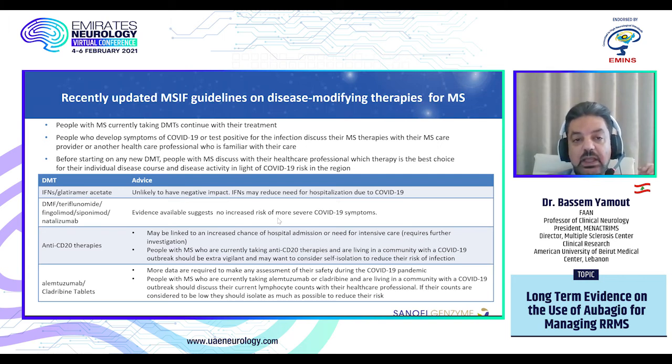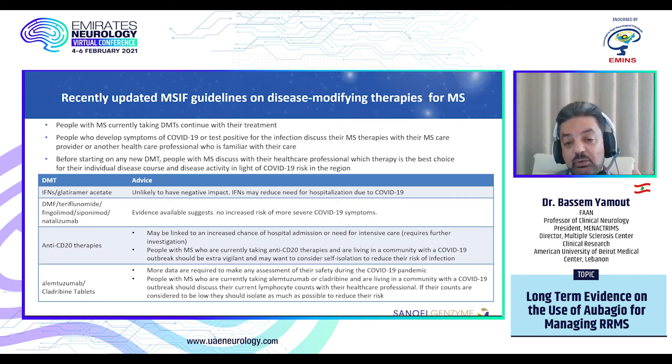few weeks ago. So basically, if you look here at the category of teriflunomide, same for dimethyl fumarate, fingolimod, siponimod, and natalizumab, the evidence available suggests no increased risk of more severe COVID-19 symptoms. Same for the interferon and glatiramer acetate, and actually, some studies have shown that the interferon might reduce the severity of a COVID-19 infection, probably due to their antiviral effect. The anti-CD20 therapies have been shown to increase the severity of the infection in many studies. And finally, ofatumumab and cladribine, we don't have enough data regarding them.